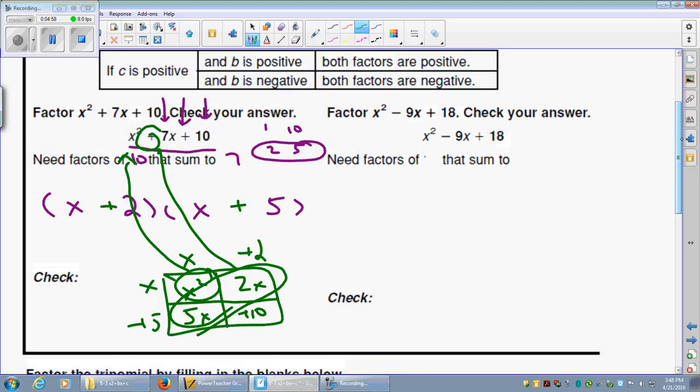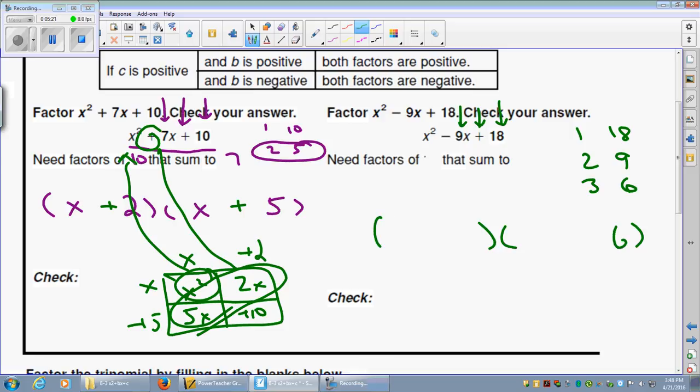So I need factors of 18 that add to give me 9. So let's think of some factors of 18 that add to give me 9. So 1 and 18 obviously do not add to give me 9. 2 and 9, do they add to give me 9? No, 2 plus 9 is 11. Let's go 3 and 6. Do they add to give me 9? They do.